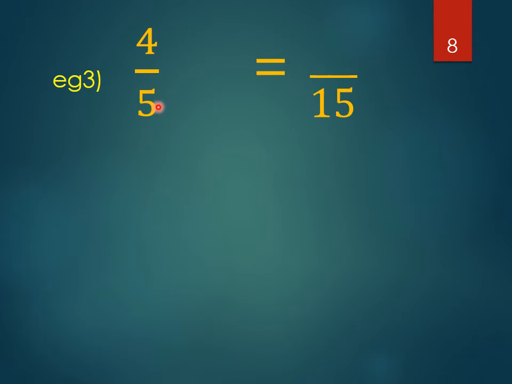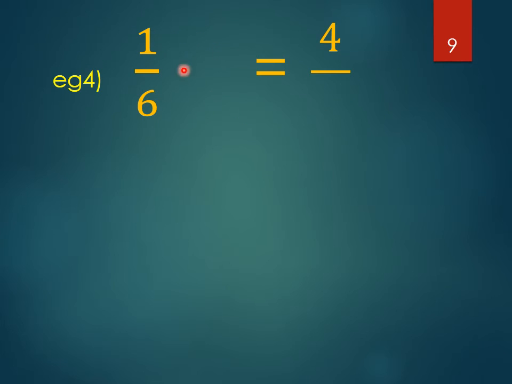Now here, 4 over 5. Now the equivalent fraction's denominator is given. Now we can identify: 5 is multiplied by which number? 3. Then it becomes 15. If this denominator is multiplied by 3, the numerator is also multiplied by 3, and the answer is 12. Then 12 over 15.